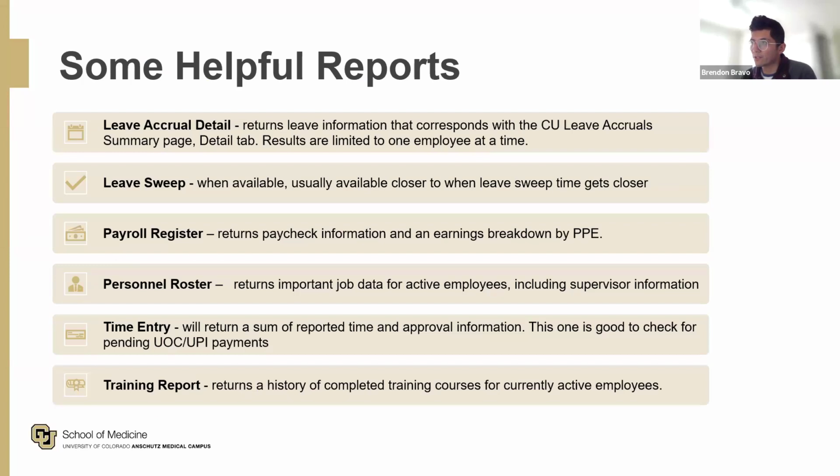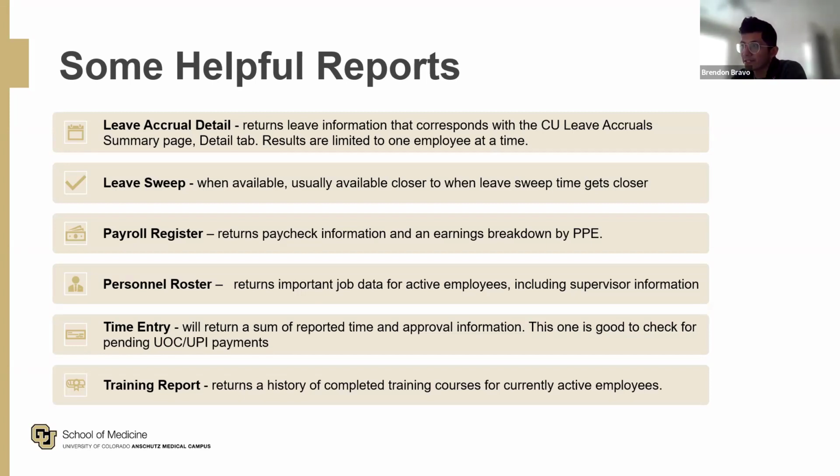Some helpful reports that we use often: the leave accrual detail. This returns leave information that corresponds with the CU leave accruals summary page and the detail tab and results. For this one though, the results are only limited to one employee at a time. Another important one to use is the leave sweep. It becomes available as we get closer to the end of the fiscal year, and that'll tell you who is in jeopardy of losing vacation time and going to get swept.